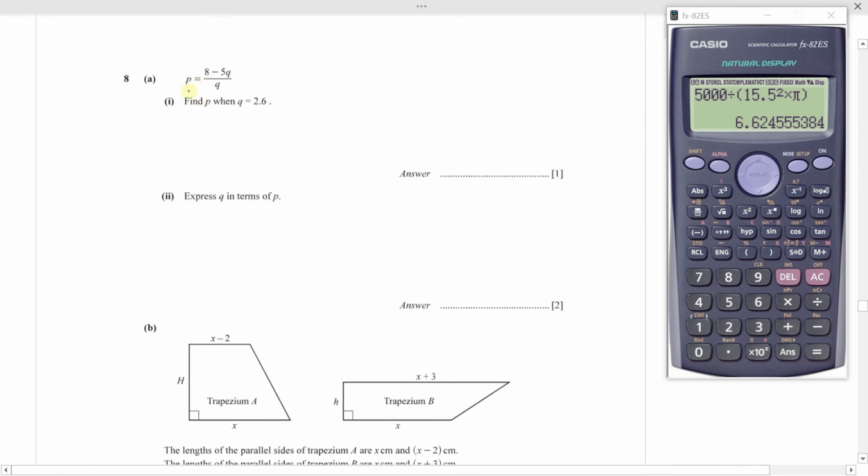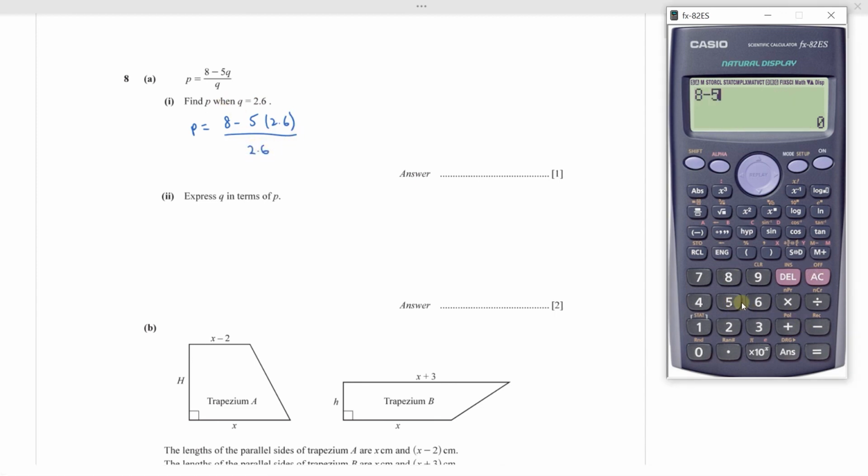Question number 8 is you're given P equals to this. Find P when Q equals to 2.6. So you can substitute the value of Q here. So P will become 8 minus 5 into Q is 2.6, and then divide by 2.6 as well. So this will be 8 minus 5 into 2.6, which is minus 5, and then divided by 2.6. So this is minus 1.92, up till three significant figures.